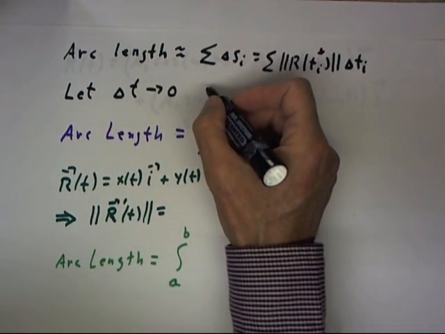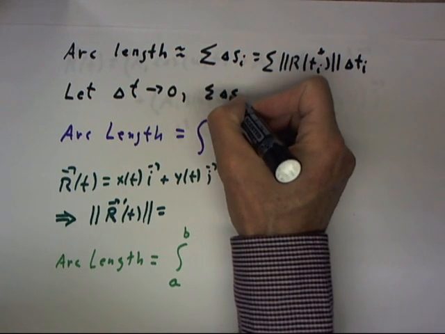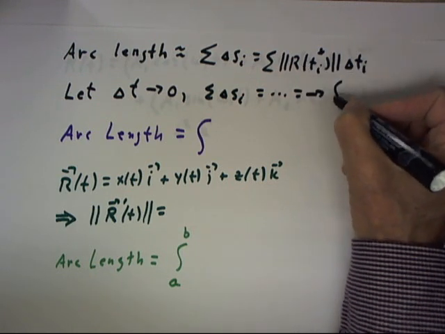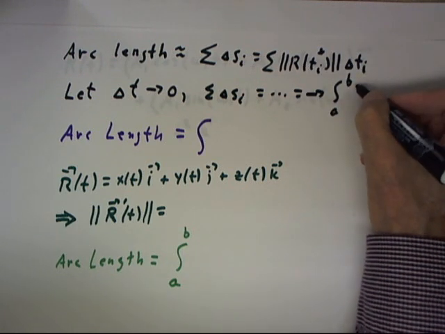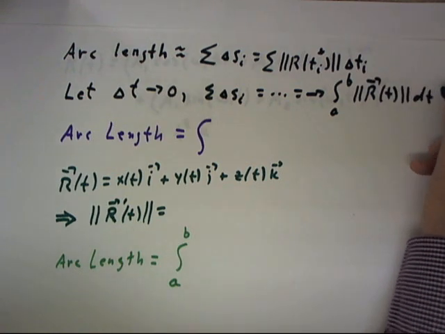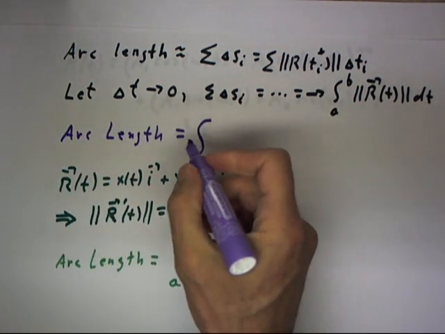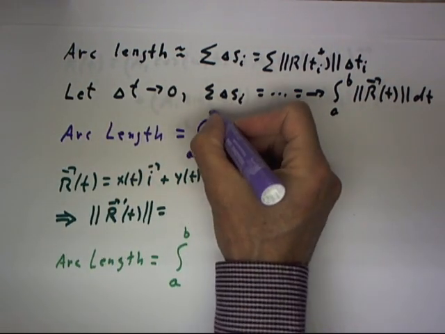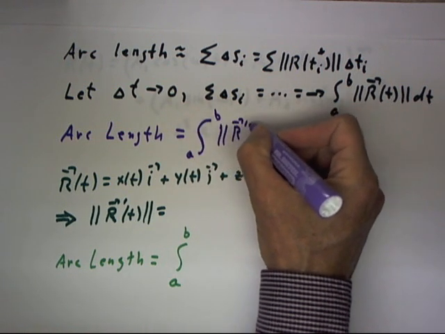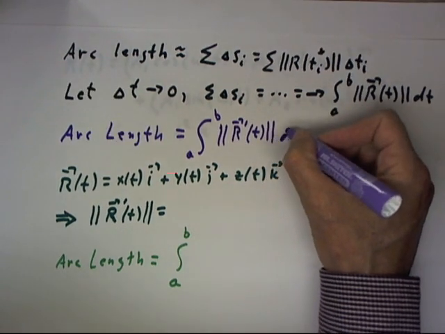and as delta t approaches 0, this sum, which is equal to this, approaches the integral from a to b of the magnitude of r'(t) dt. So we have our arc length formula. The arc length of the curve is the integral of the magnitude of r'(t) dt.